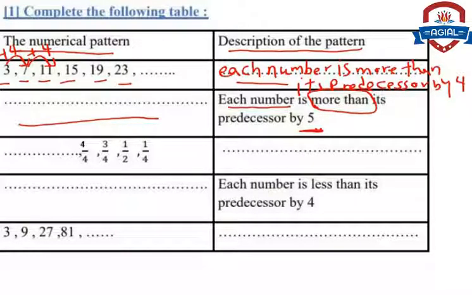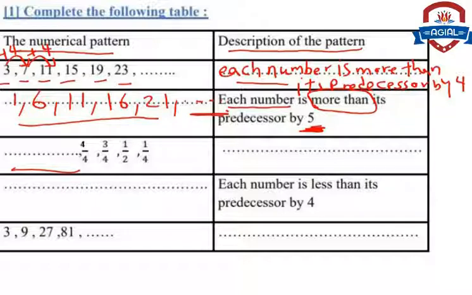So we need a numerical pattern where each number is more than its predecessor by 5. If we say we have 1, the next number will be 6, because 6 is more than 1 by 5. So we have 1, 6, 11, 16, 21, and so on. Notice that if the pattern is increasing, the dots lie at the end of the sequence, and if the pattern is decreasing, the dots lie at the beginning of the sequence.